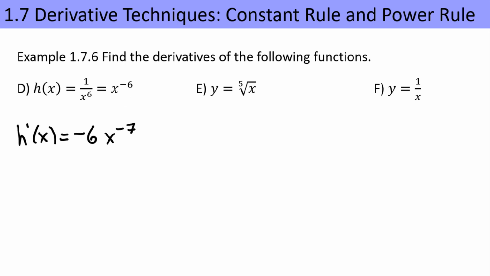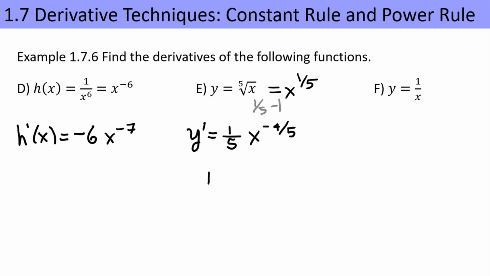Part E, y equals the 5th root of x. We must first rewrite that so that we have an exponent. So the 5th root of x is x to the 1/5, and then we can apply the power rule. So y prime is equal to, write the 1/5 as the coefficient, x to the power of 1/5 minus 1, and that'll be negative 4/5.